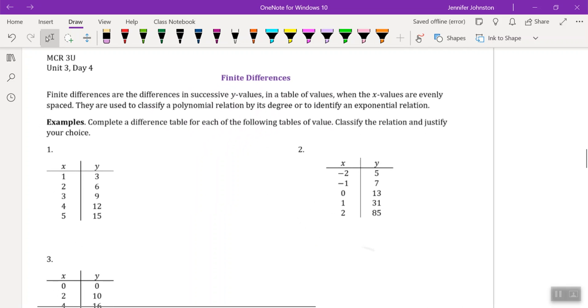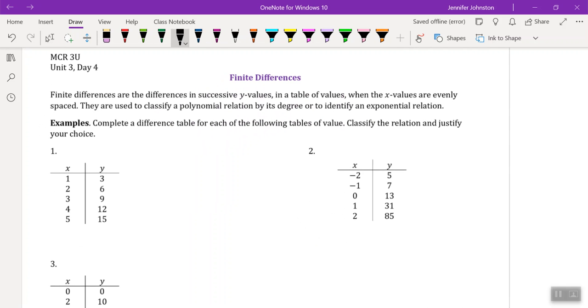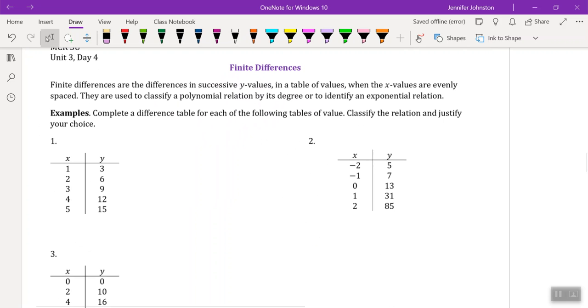Alright, this is the second part of this lesson. We're going to be looking at finite differences. You would have done this in grade 9 and grade 10, but we're just going to recap what's going on with finite differences.